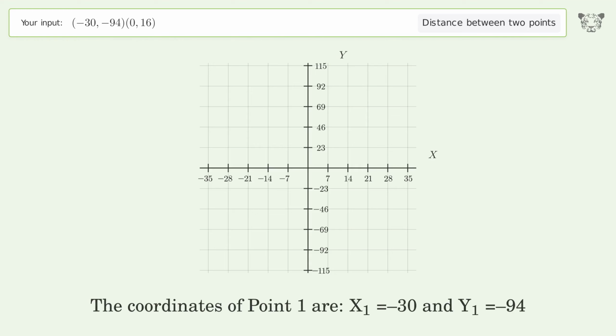The coordinates of point 1 are x1 equals -30 and y1 equals -94. The coordinates of point 2 are x2 equals 0 and y2 equals 16. D is the distance between the 2 points.